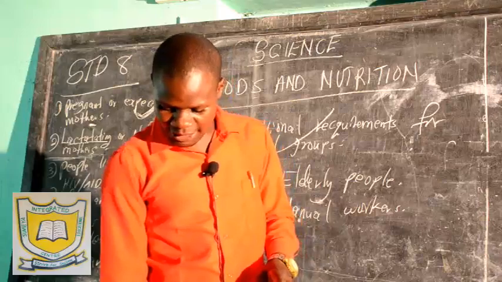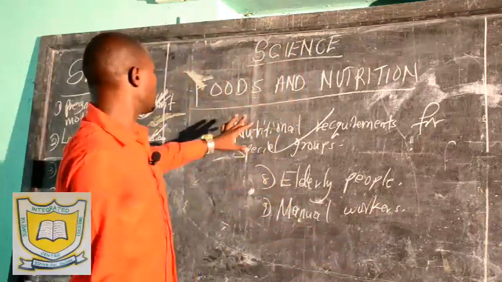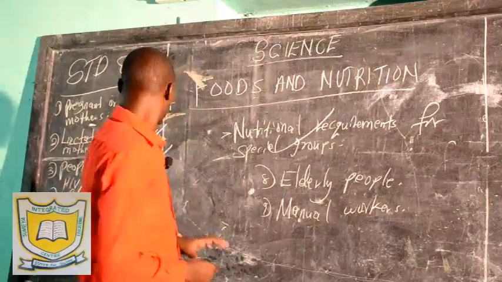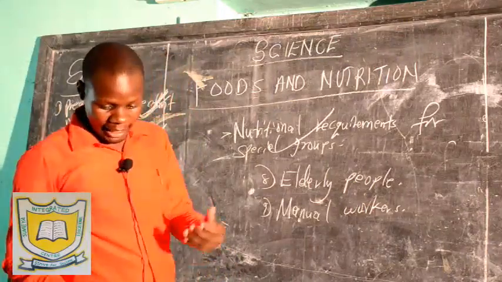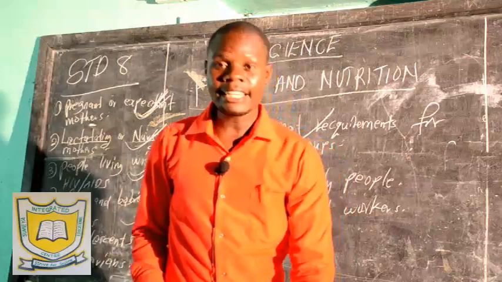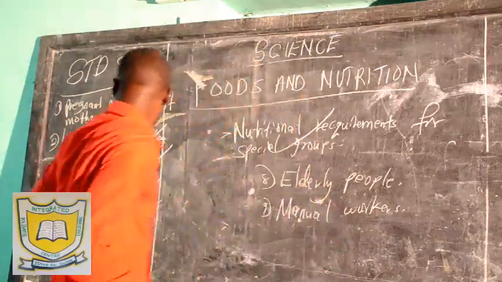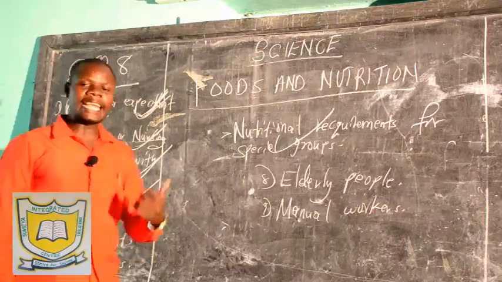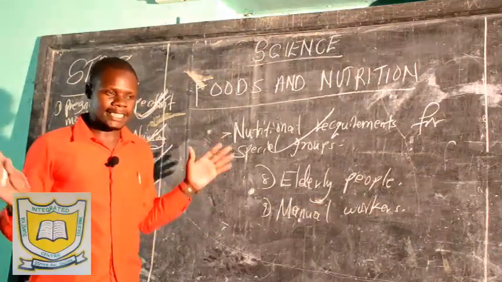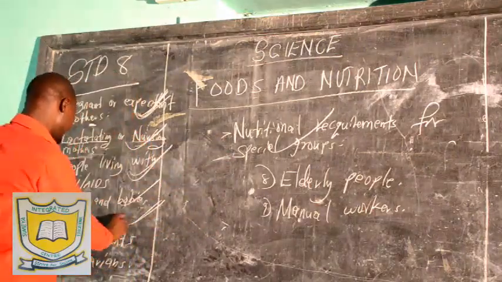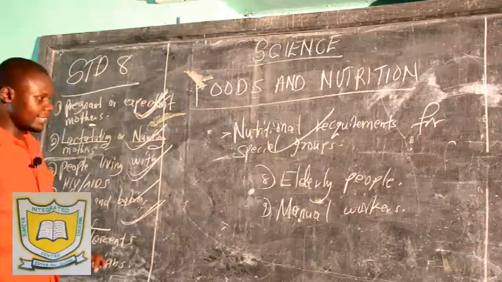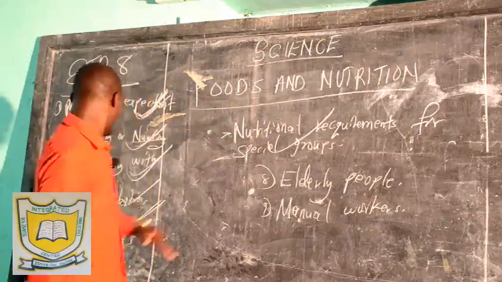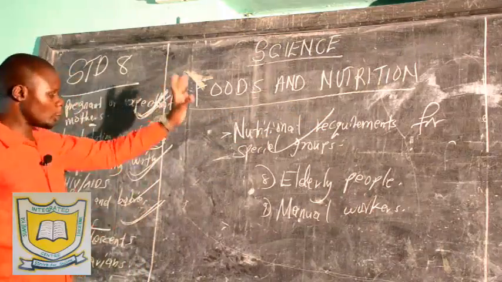When you stay with such a person, you have to supply additional nutrients to make sure that the person is proceeding well and recovering very fast. So those are what we call invalids: people living with an ailment. We have so many diseases. So if you have a disease, we call you an invalid. This is another special group that requires special nutrients.